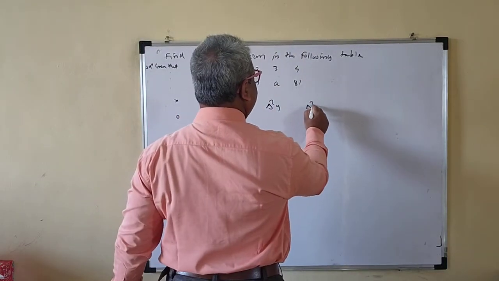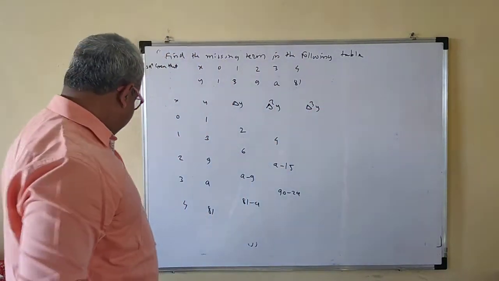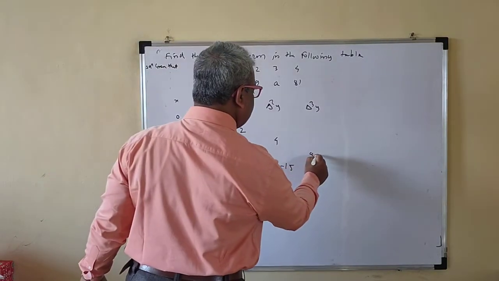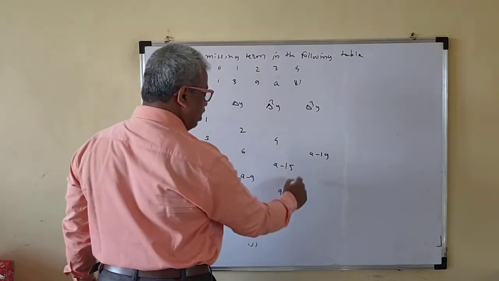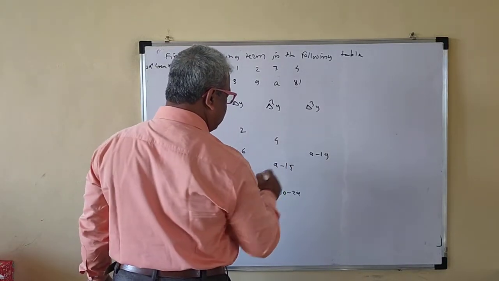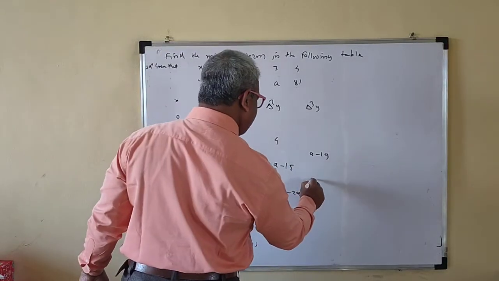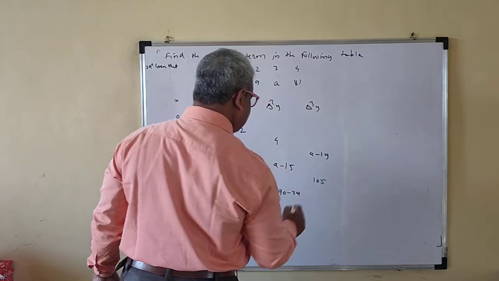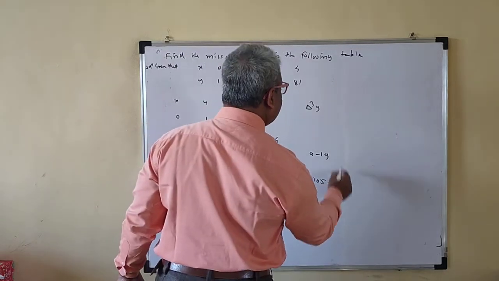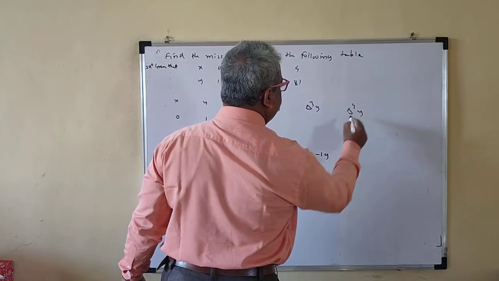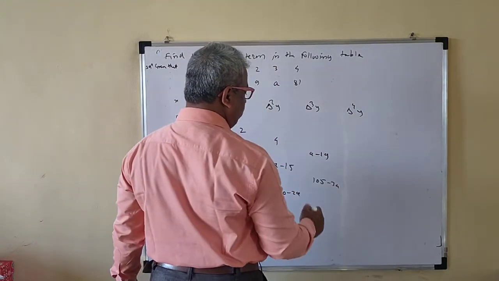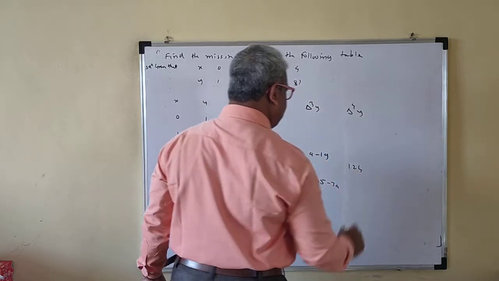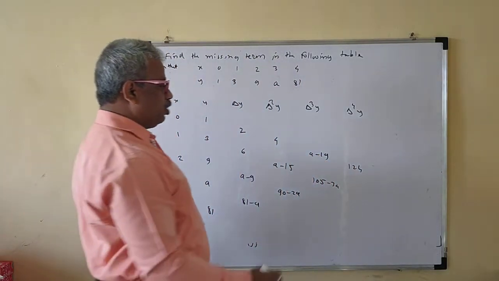This is delta cube y. Delta cube y is A minus 19, then 19 plus this is 105 minus 3A. Then delta to the power 4 y: 19 plus 5 is 24, so 124 minus 4A.